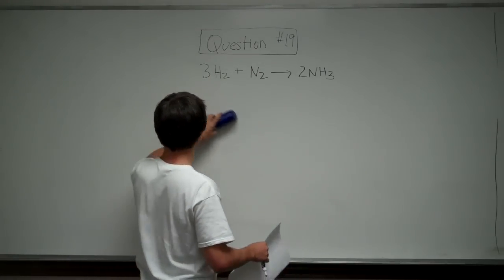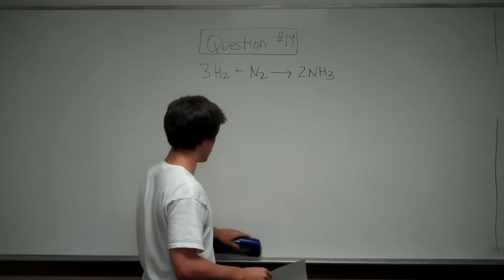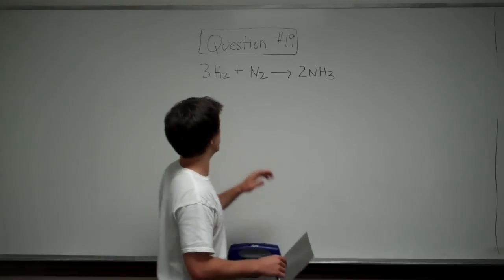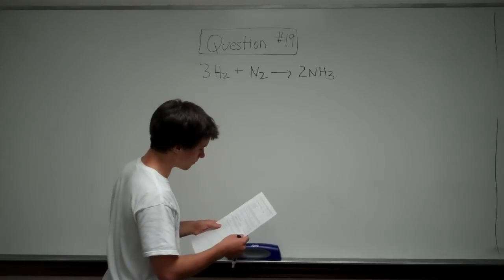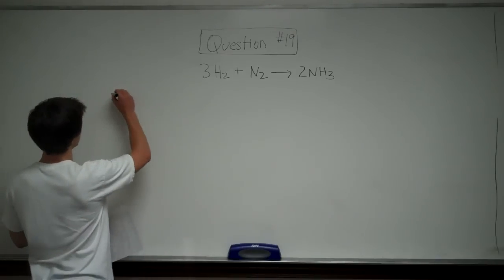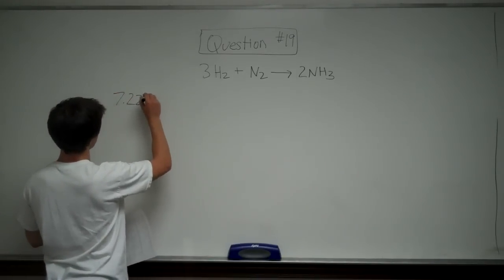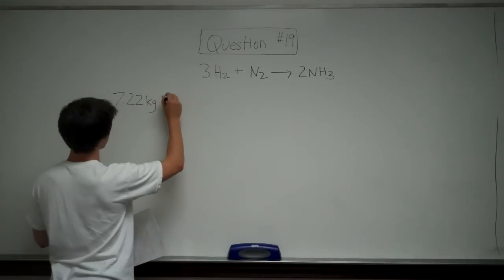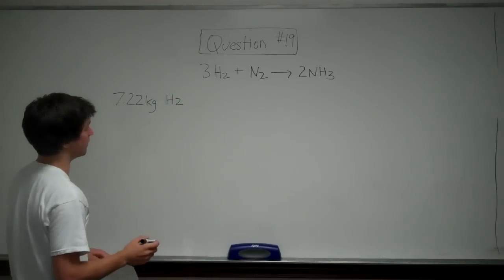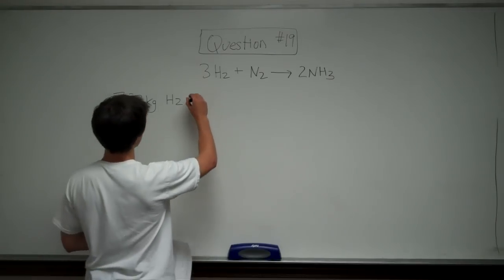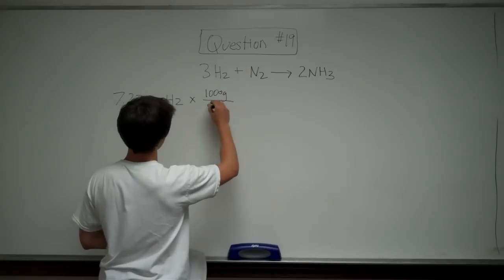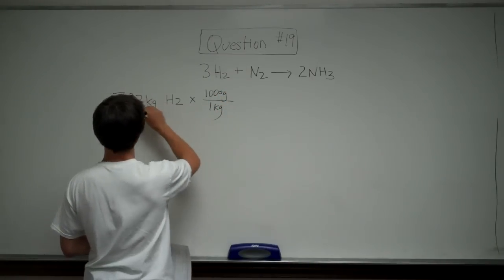So in a limiting reagent problem, what you want to do is see how much of the product each one of your reactants is going to form. So let's start with the 7.22 kilograms of hydrogen they gave you. The first thing I'm going to do is put that in grams, so times 1,000 grams per 1 kilogram. So the kilograms cancel.